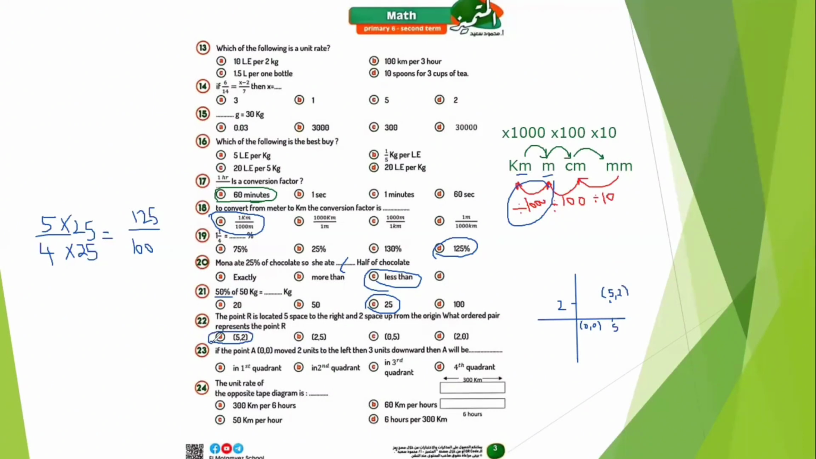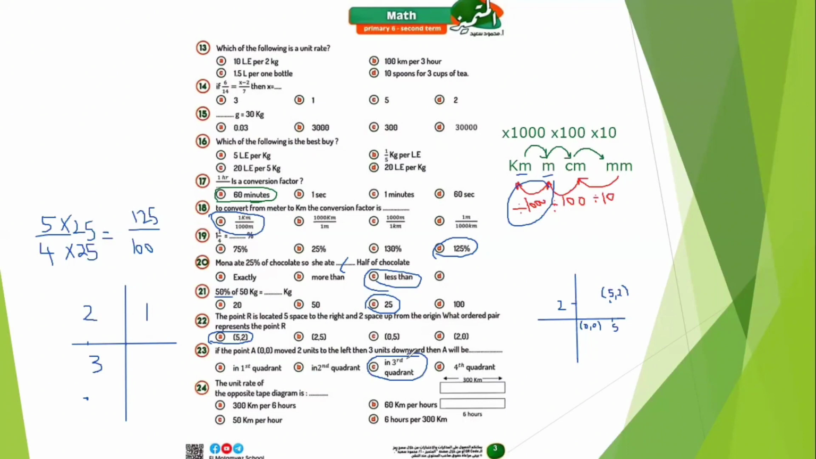23. If the point A (0, 0) moved 2 units to the left and 3 units down, then A will be in which quadrant? This is the origin point 0 and 0. Let's move 2 units to the left: 1, 2, for example here. And then down: 1, 2, 3. So the point will be here. This is the first, this is the second, and this is the third quadrant. So the answer is C.